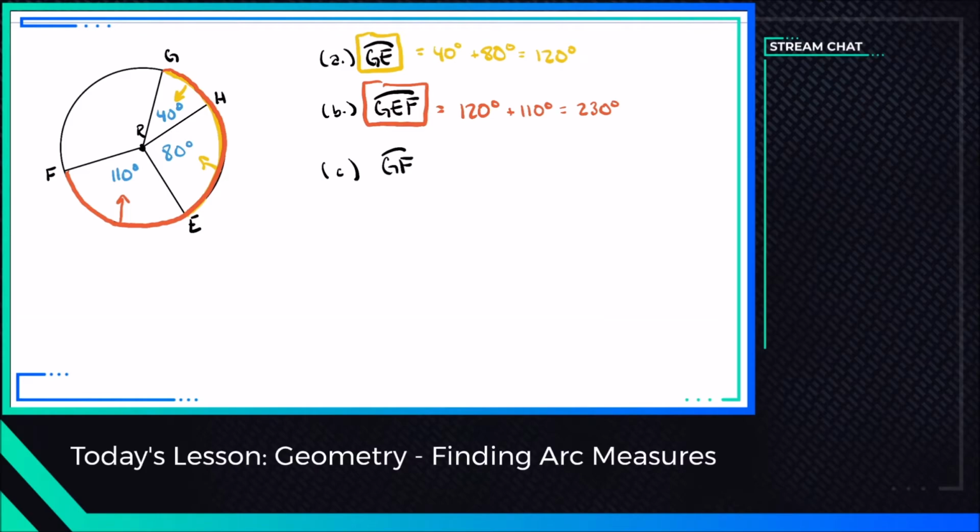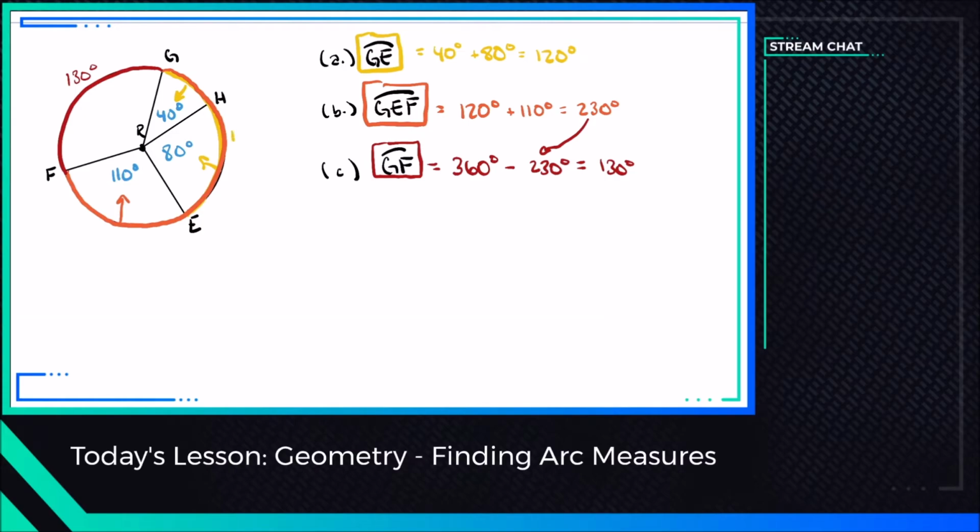Finally, let's find the arc of GF. So we're going to go backwards here. And notice that GF is the minor arc to the orange arc of 230 degrees. So we just need to take 360 degrees minus our 230 degrees to get 130 degrees for our last measurement. So that one is 130.